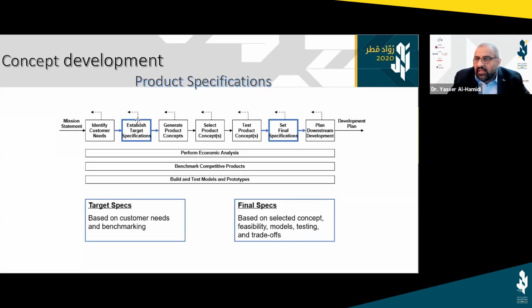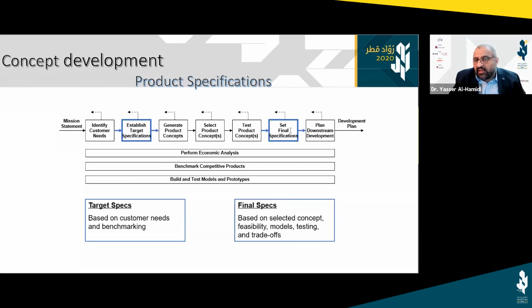You can really identify the so-called target specifications. So now I have an idea in my mind. This is my champion, the outcome of the tournament which I did. I have the customer needs for this idea. I need just to translate these needs into specifications. These are target specifications. I'm not sure yet if I will be able to achieve these targets or not.